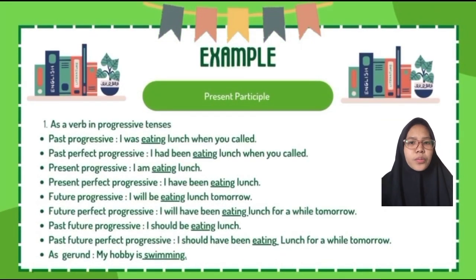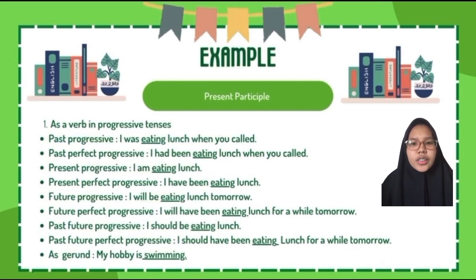Next, present participle is used when you want to describe an activity that you are actively doing. This type of participle is a basic verb that you add -ing to. Here's an example of using the present participle in a sentence. First, as a verb in progressive tenses.